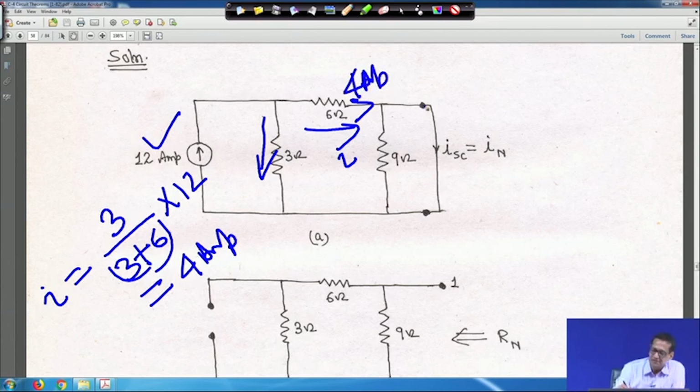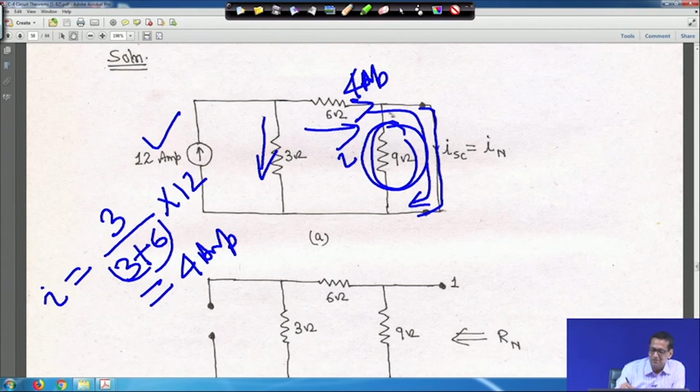Now, this path is shorted, right. That means nothing will flow in this 9 ohm, because the 4 ampere current will take this path. So, there will be no current in the 9 ohm resistance. So, current is 0, because this is short circuit, right.